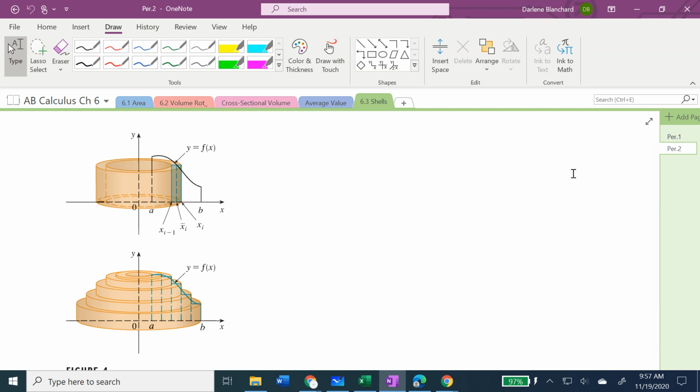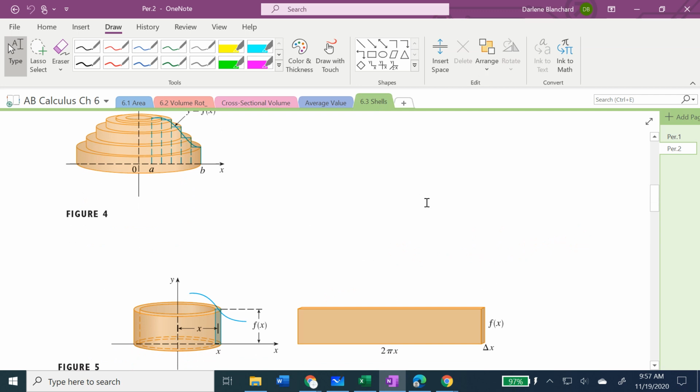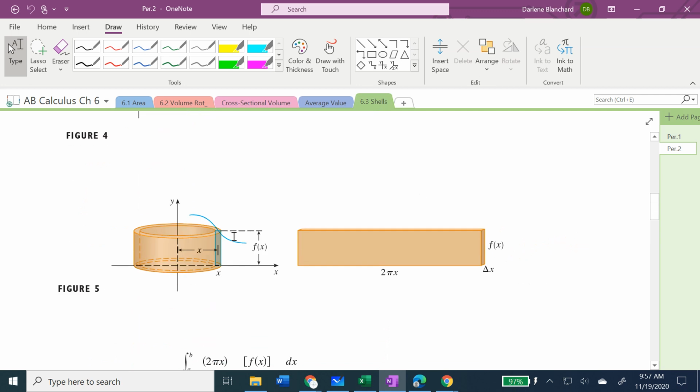All right. Now, I don't know why this keeps doing this. There we go. So if you take one of these shells that you get, it's basically like if you peel the label off a can. When you peel the label off, you end up with a rectangle. And the height of the cylinder is the height of this rectangle. So this is showing that f of x is the height, and f of x is the height over here.